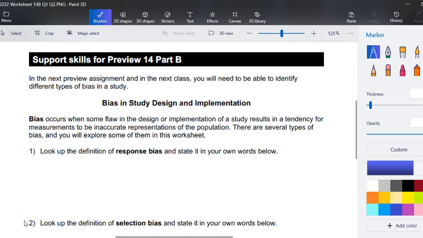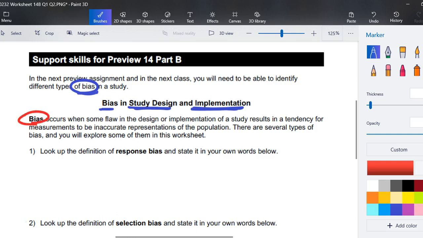Now it's time for preview 14B. In the next preview assignment and in the next class, you will need to be able to identify different types of bias. In our last lesson, we talked some about bias in study design and in implementation. So let's talk more about bias.